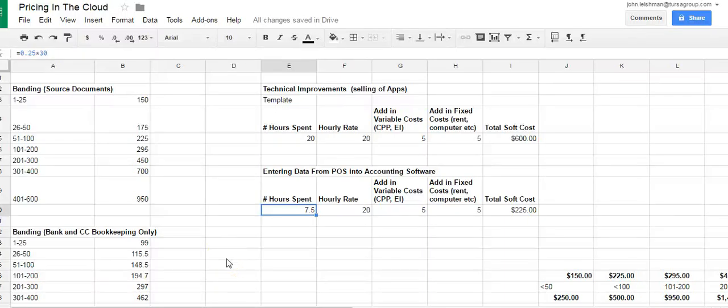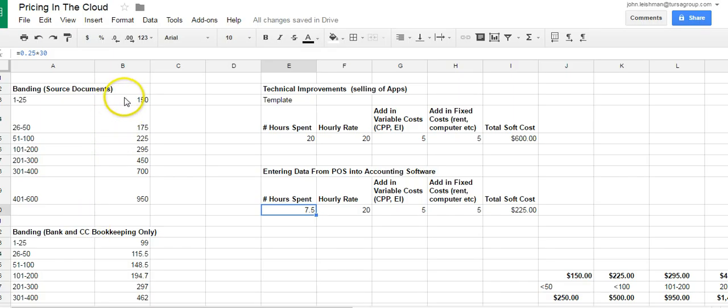So this is just the start of me trying to create some sort of pricing scheme for apps for bookkeepers that want to integrate these apps to QuickBooks Online or Sage 1, for example. Just ignore this over here. This is me playing around with different banding, whether it's going to be banding from source documents or banding if you're just doing bookkeeping from bank and credit card statements only, depending on client behaviors.